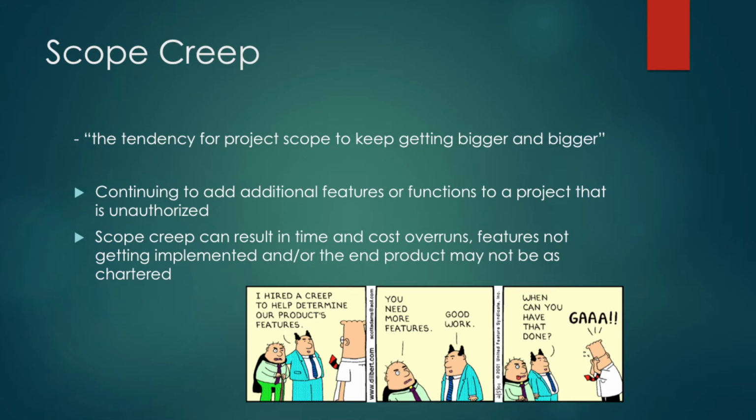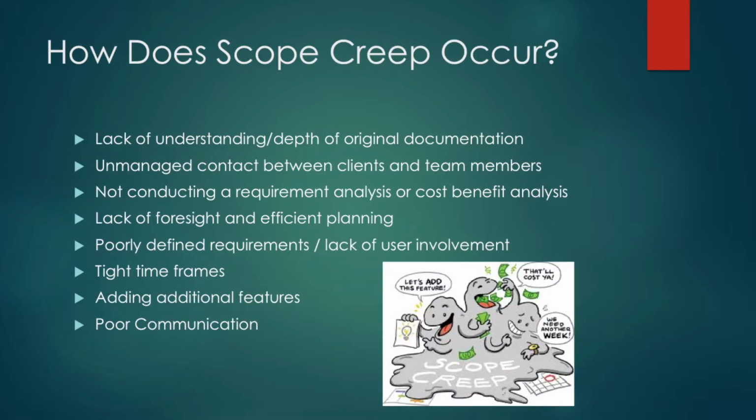We will now discuss problems related to project scope management. Scope creep is the tendency for projects to keep getting bigger and bigger. It is known as continually adding additional features to a project that is unauthorized. Scope creep can result in time and cost overruns, functions not getting completed, and the end product may not be as chartered. How does scope creep occur?